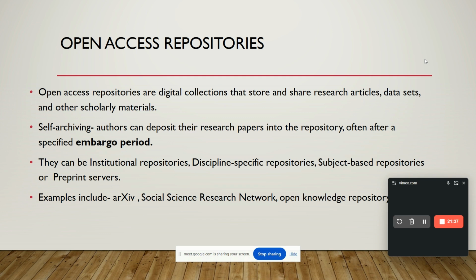There are different types of open access resources that I'll run through with you. We have repositories, which are digital collections that store and share research articles, data sets, and other scholarly materials. These allow self-archiving, which means that authors can deposit their research papers into the repository, often after a specified embargo period.